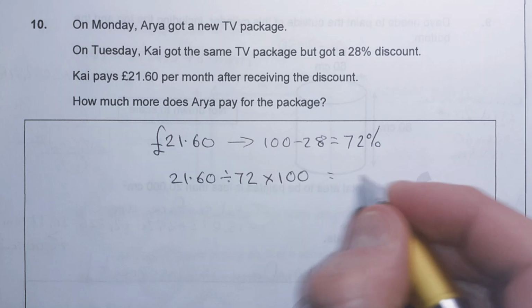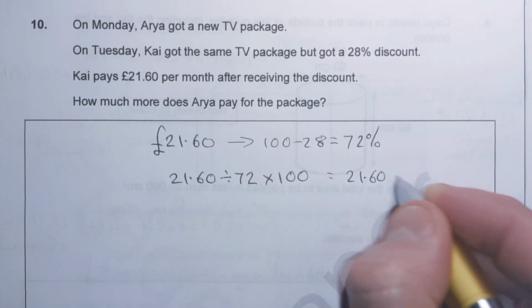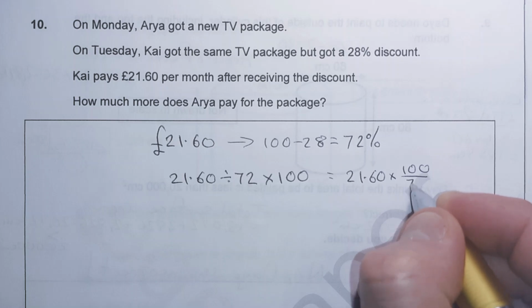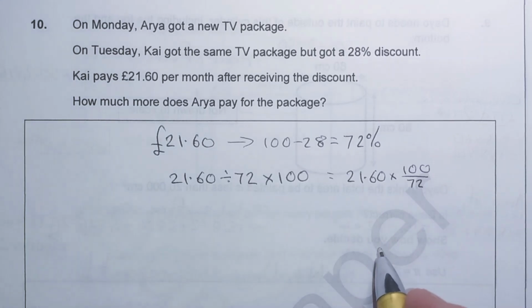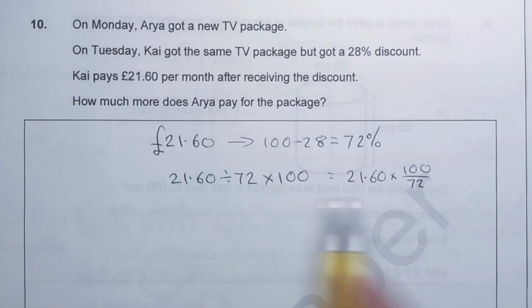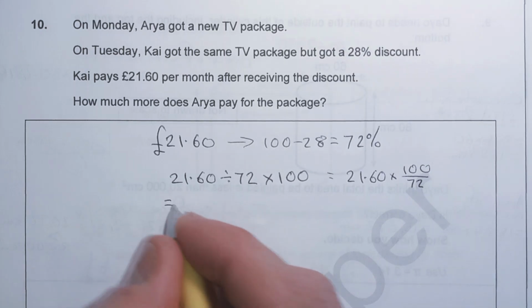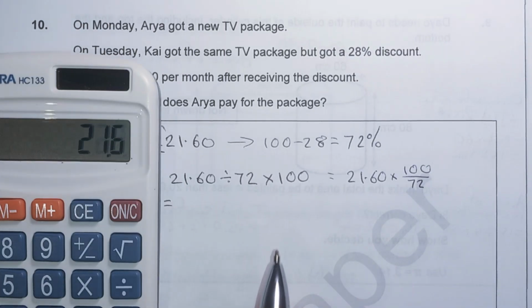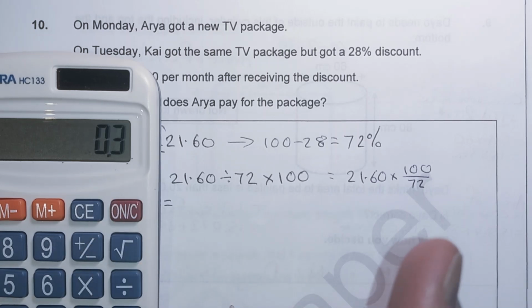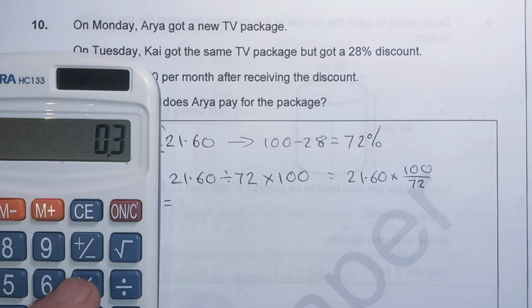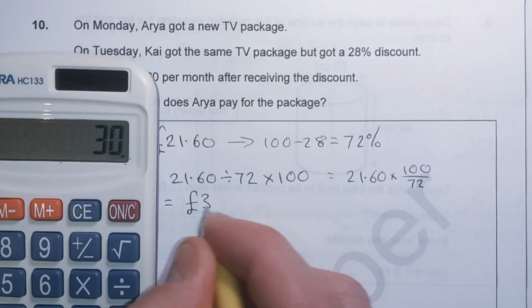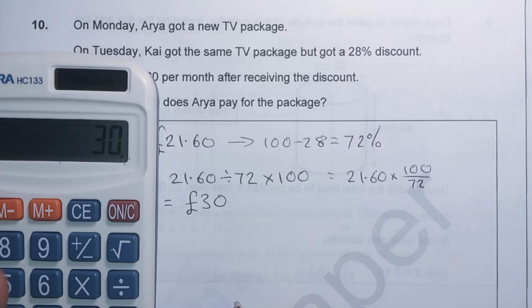In fact, it might be easier if I write it like this. Multiplying it by 100 over 72. Whichever way is easier for you to think of it. So I'm going to work it out this way. So £21.60 divided by 72. This tells us how much 1% costs. We want 100%, so we multiply it by 100, which takes us up to £30.